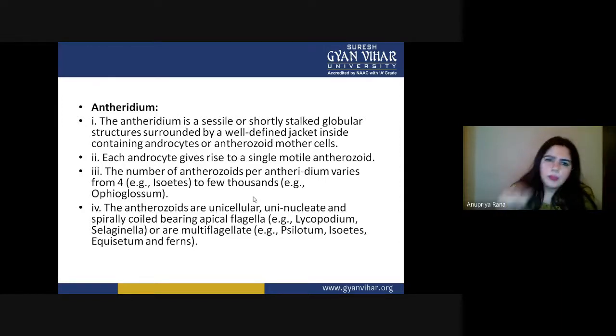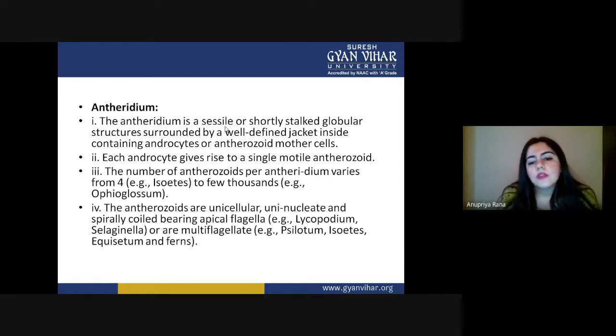But you have to remember in all this that the antheridium is sessile or short-stalked. Inside it we have antherozoid mother cells. What are they going to do? They produce antherozoids, and each antherozoid is single and motile. Motile means they can move. And their number inside can be from 4 to thousands.